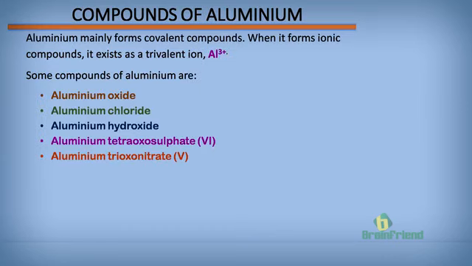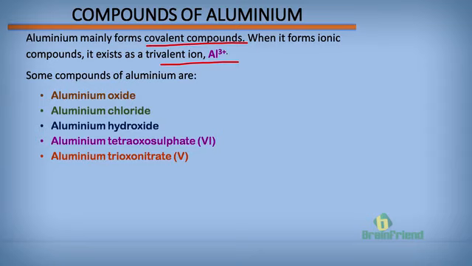So we'll be looking at some compounds that aluminium forms with other elements. Now, aluminium usually forms covalent compounds, but when it forms ionic compounds, it exists as a trivalent ion. So this means that when it forms ionic compounds, it does so with all three valence electrons.